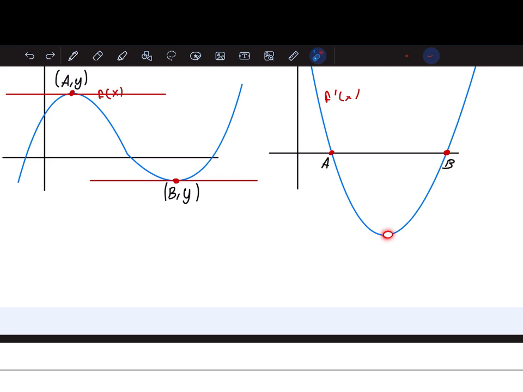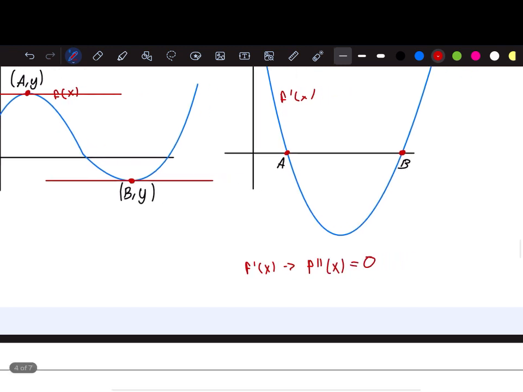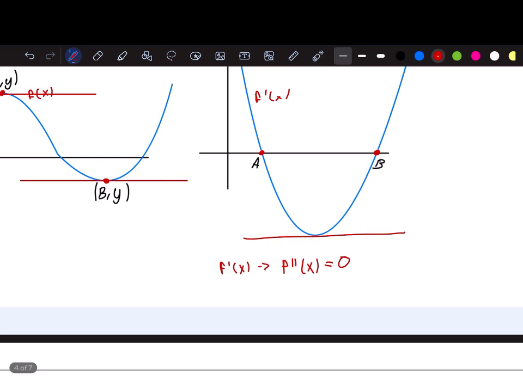And how do we solve this? Well, if we have the quadratic, so if we have f prime of x, if we find the derivative of f prime of x, we're going to find f double prime of x, and then we equal that to 0. It's going to tell us when the slope equals 0 of the quadratic.